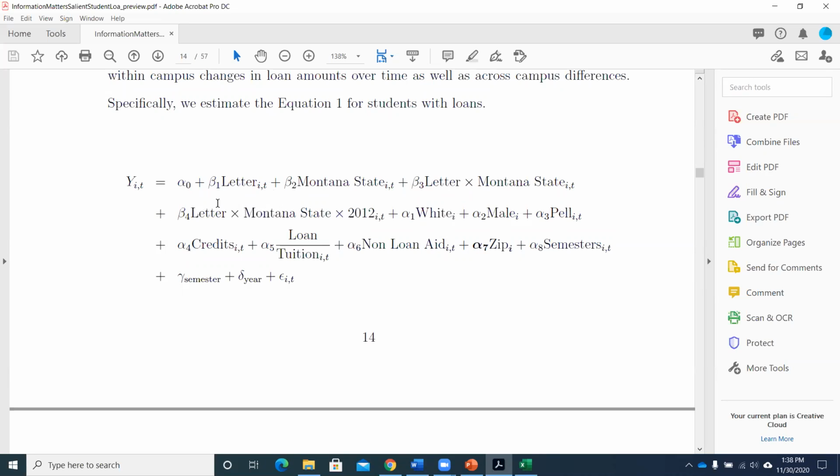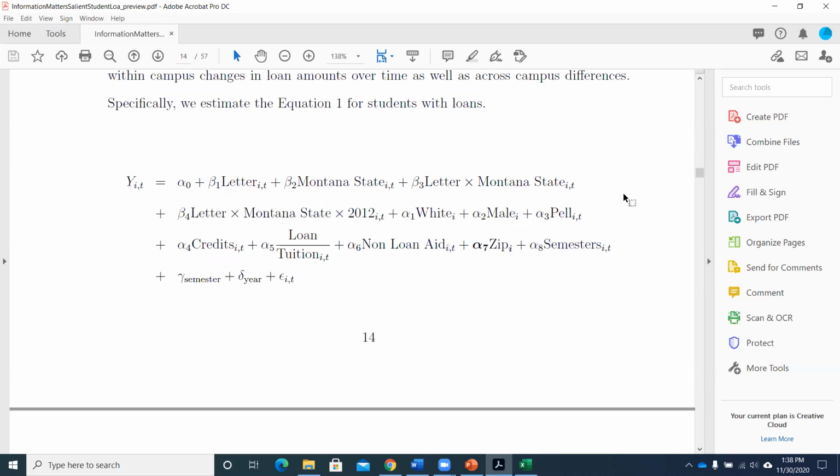When I say receiving the letter here, it doesn't necessarily mean they received it, because the reason they included this year of 2012 is that in 2011, they identified who would have received the letter, but they didn't send it out in 2011. So they only sent it out in 2012. So by controlling for whether you were just eligible to receive the letter, the only people who actually received it were people in 2012 who were at Montana State.